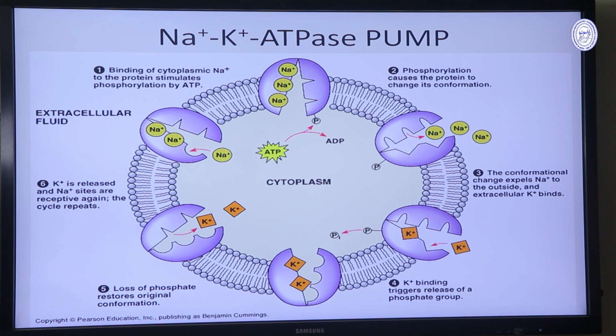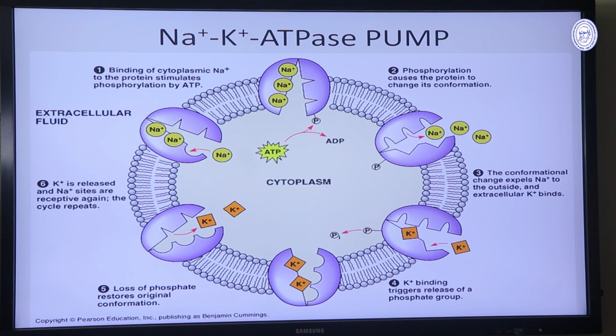Upon that phosphorylation, the pump protein will undergo a conformational change, meaning its structure will change and it will be open to the outside. Upon opening, the sodium ions will be released into the outside environment. Now, in this condition, when the pump protein is open to the outside environment, 2 potassium ions will be bound to this pump.